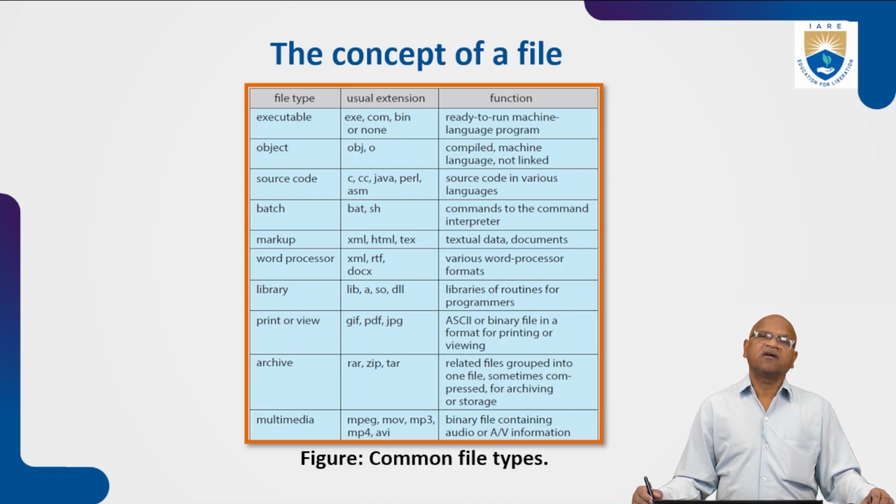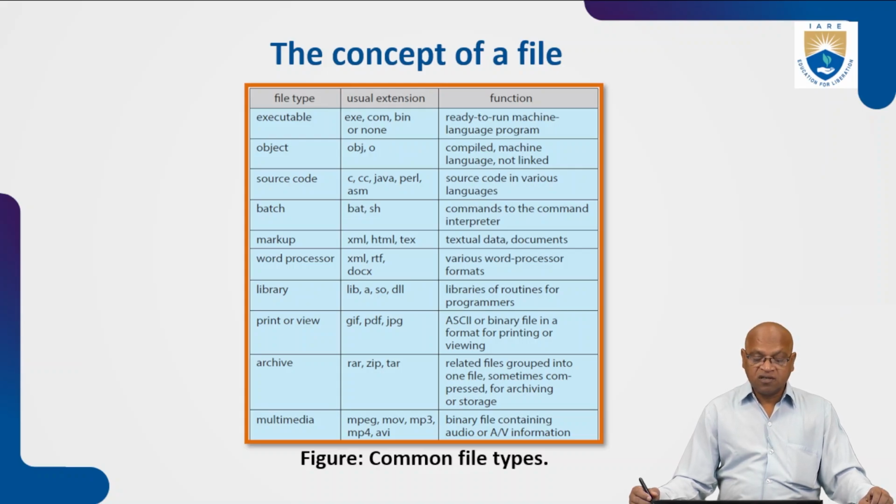These hold textual data, with the extensions .xml and .html. Word processor files include .xml, RTF rich text files, docx, and various word processor formats. Library files are DLL, A and library functions, libraries of routines for programmers. Print or view files include GIF, PDF, JPG, which are ASCII or binary files in a format for printing or viewing.